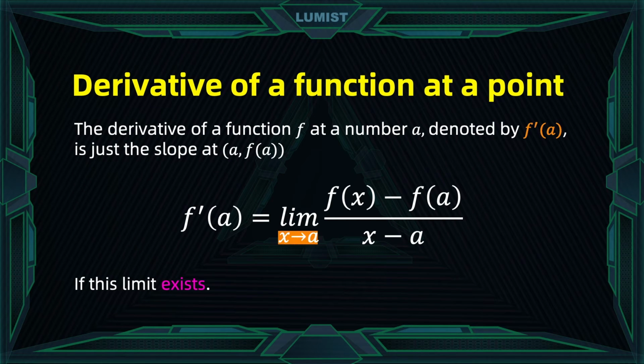Notice that x approaches a means that the distance between x and a becomes so insignificantly small, so we call it a value of h, so insignificantly small, like 0.0001, right? So we can say that this h value is insignificant and negligible. So we can have an alternative notation of derivatives of a function f at the number a.